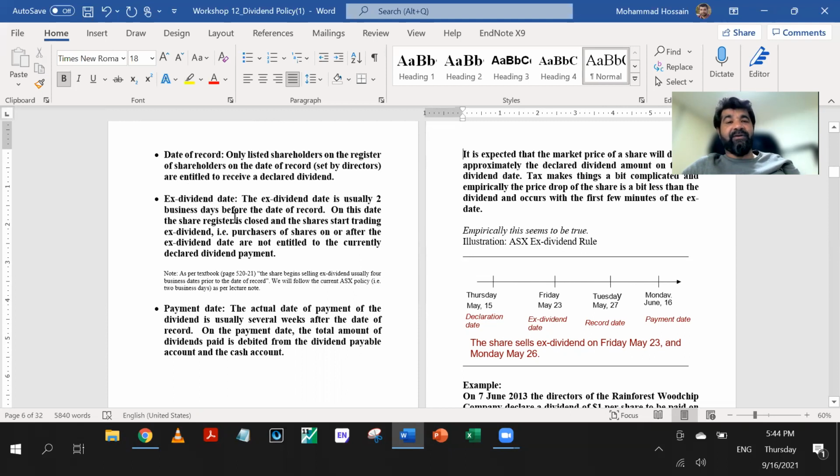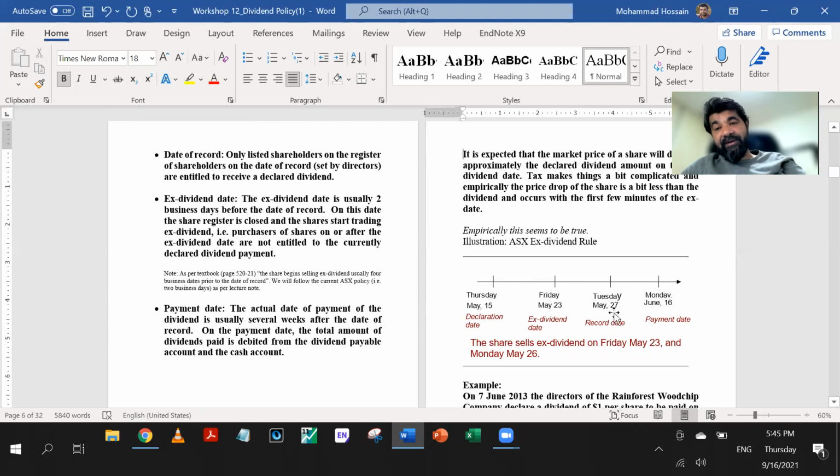Okay, date of record. Only listed shareholders on the register of shareholders on the date of record are recorded, that is the record date. The ex-dividend date is usually 2 business days before the date of record. So if there is a weekend, it will not be considered. Okay, so 2 business days. The ex-dividend date is usually 2 business days before the date of record.